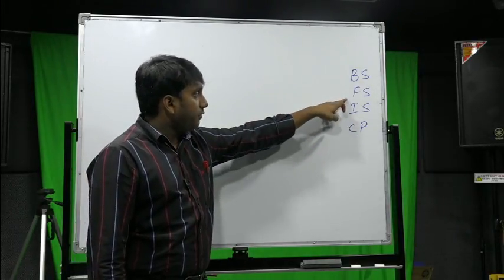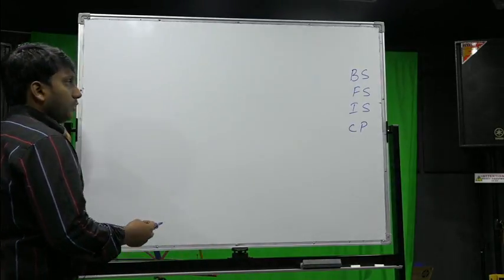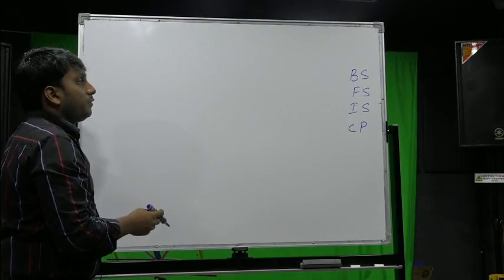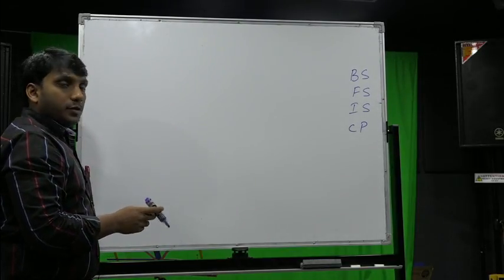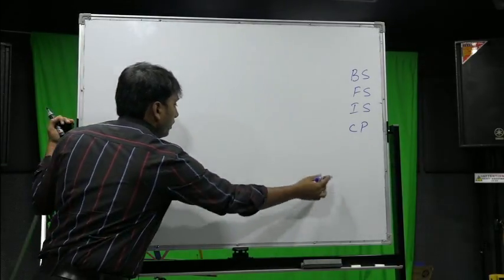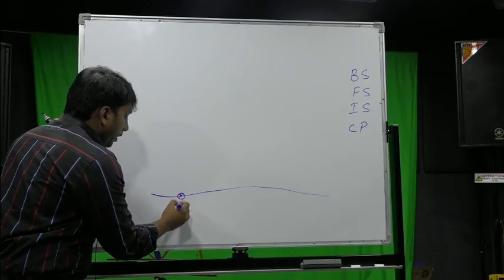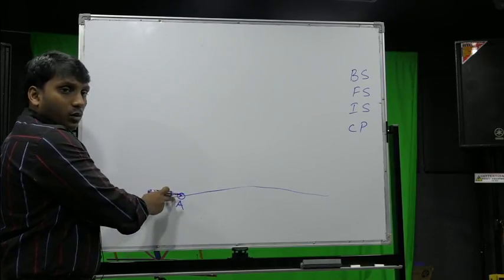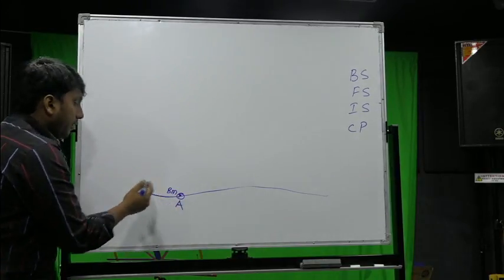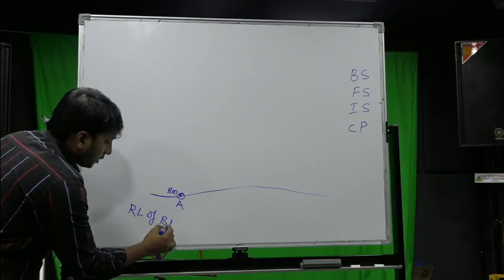BS means backside, FS foresight, IS intermediate sight and CP change point. As I explained in the PowerPoint presentation, the definitions of backside, foresight, intermediate sight and change point are written there. I just want to show practically how it looks. Assume a ground surface and take a point A. If this is a known elevation, it can be called a benchmark. The reduced level is known as the RL of the benchmark.